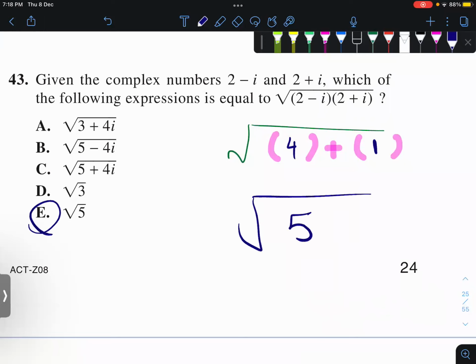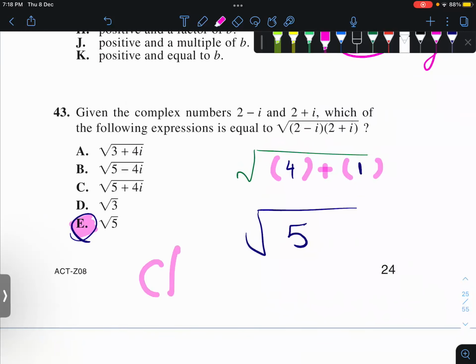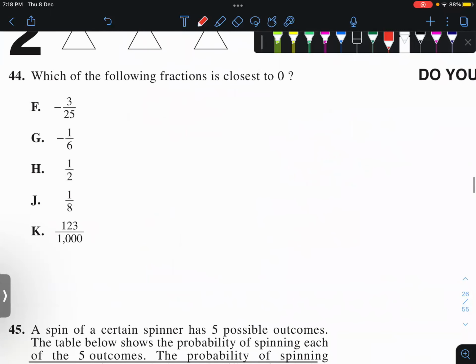The answer is E. Or use the calculator and multiply and do this on the calculator. Is it true? Yes. Okay, next page, which is number 44. Which of the following fractions is close to 0? You can try this quickly on the calculator and pick. It's F, yes. The first one.